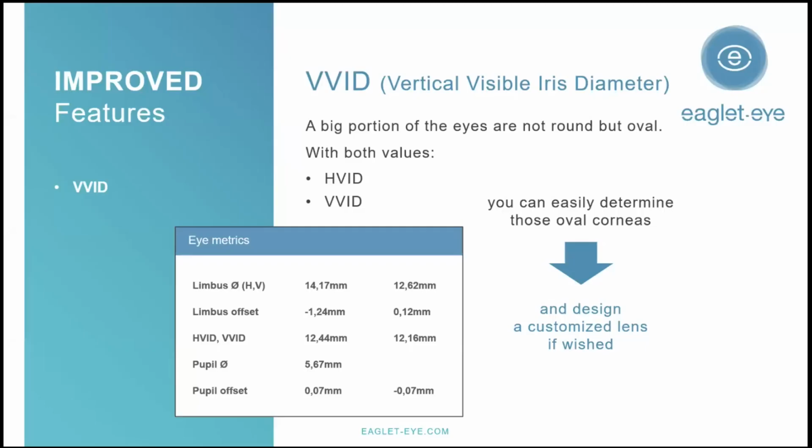First of all, we are going to include the VVID beside the HVID. Basically because we're starting to customize and more customization is needed. Lately, people talk a lot about the oval optical zones, so we're going to offer VVID. Not much more to tell about it, I think.